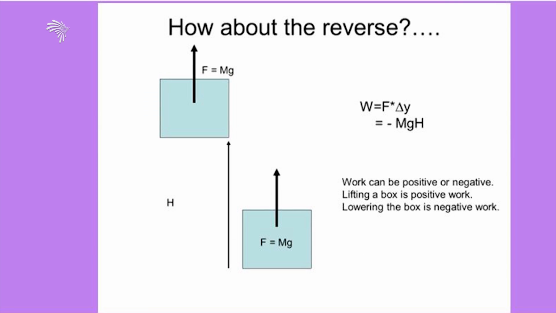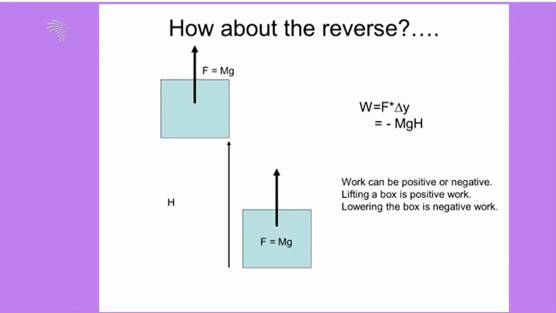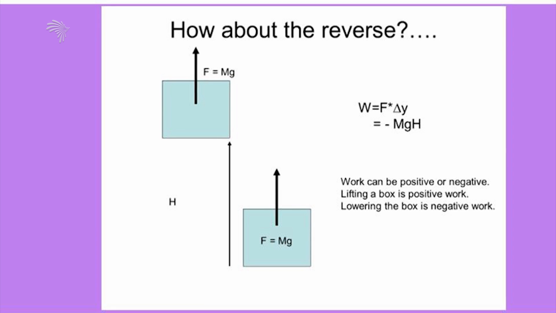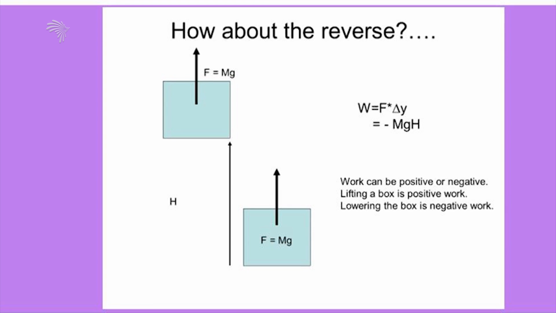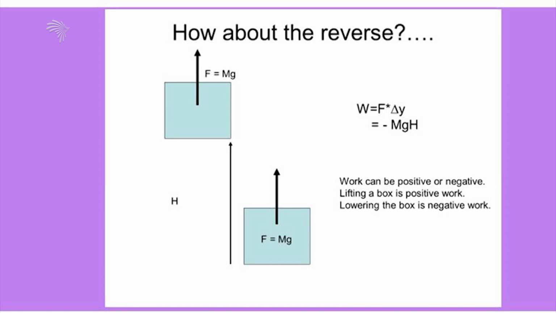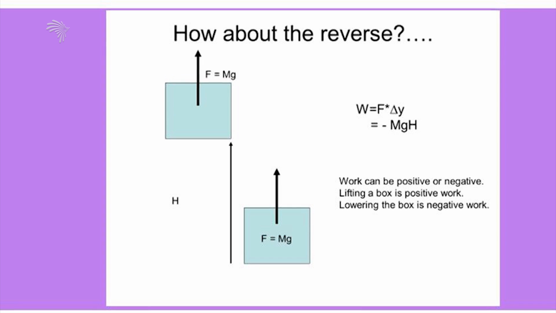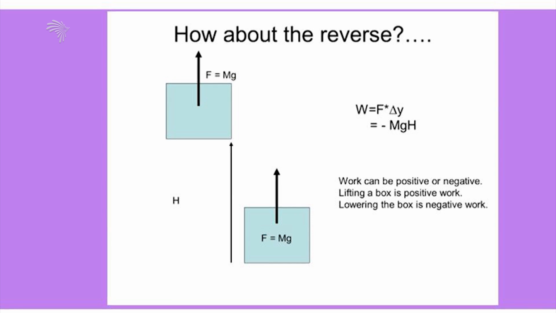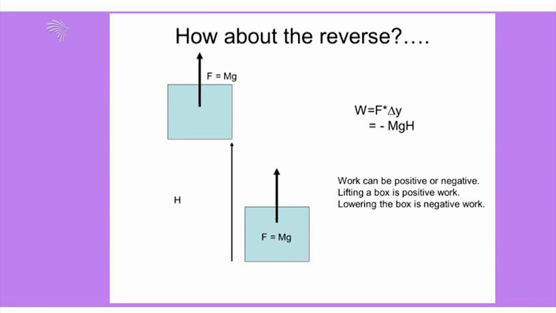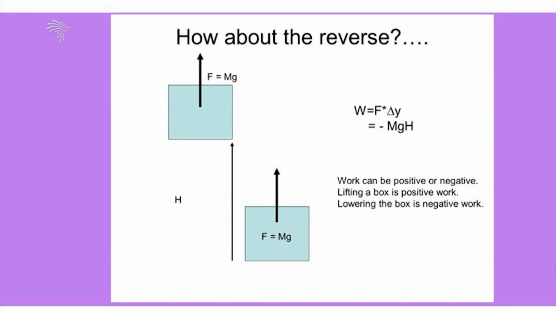When we look at the reverse one, if we want to lower this block towards the ground, still we are applying a force in the upward direction, which is the same as the weight of the object, but we are displacing it in the downward direction, meaning the force and displacement are opposite, and because of this, lowering the box will give us a negative work done, and it is equal to minus mgh.